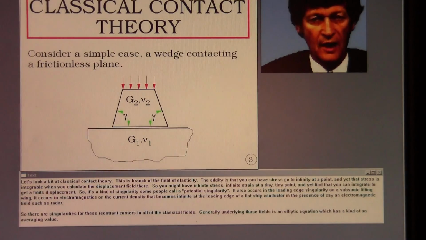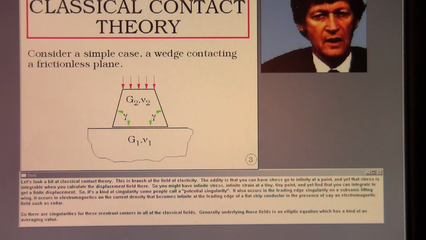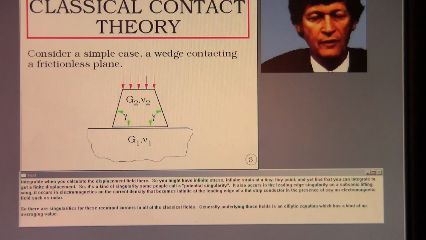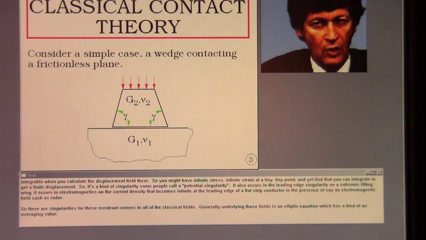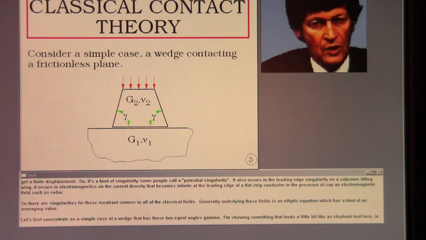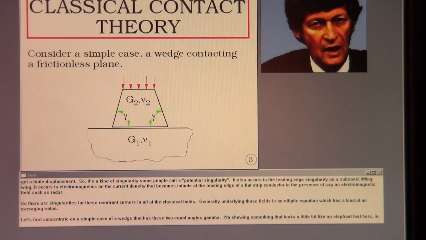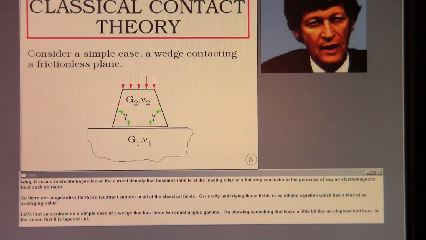Let's look a bit at classical contact theory. This is a branch of the field of elasticity. The oddity is that you can have stress go to infinity at a point, and yet that stress is integrable when you calculate the displacement field there. So you might have infinite stress and infinite strain at a tiny, tiny point, and yet find that you can integrate to get a finite displacement. So it's a kind of singularity some people call a potential singularity.